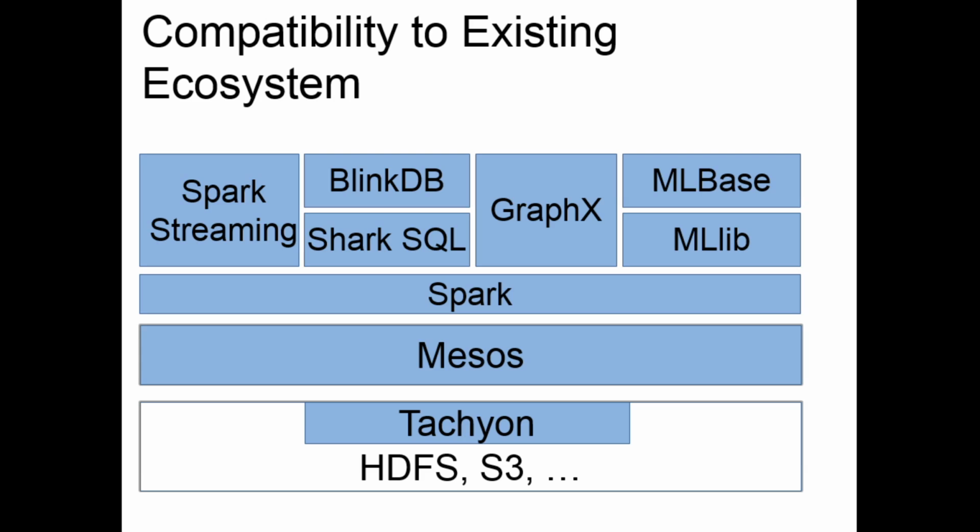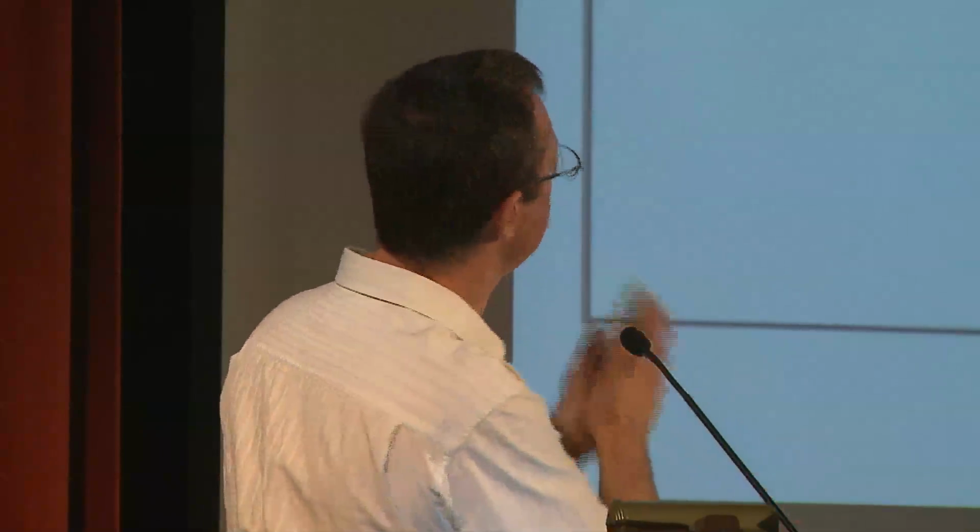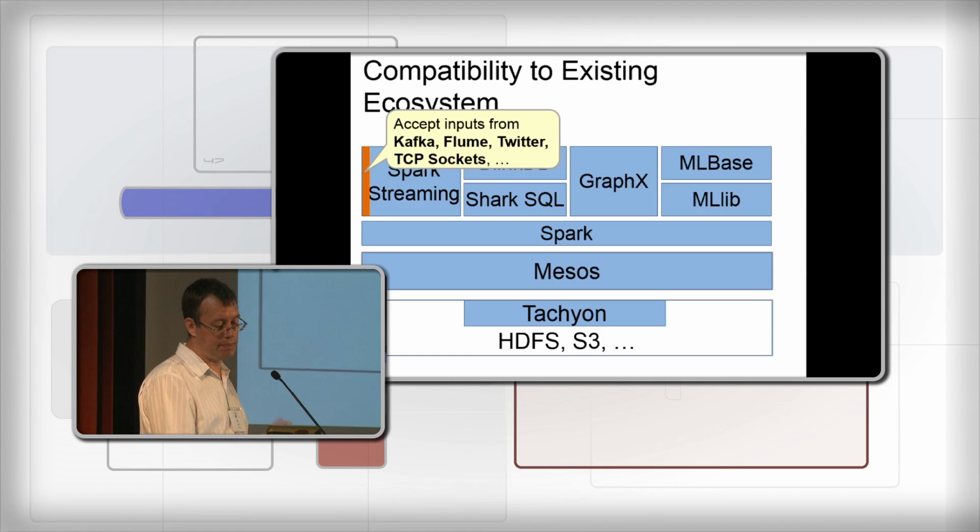So now we have built all of these components and this stack. Again, I want to emphasize that in doing so, we tried as much as possible to be compatible with the existing ecosystem. Here I'm just going to show a few layers of compatibility. Spark Streaming accepts inputs from Kafka, Flume, Twitter, and TCP sockets, so a variety of inputs. It's very easy to write a new driver to accept a new input format.